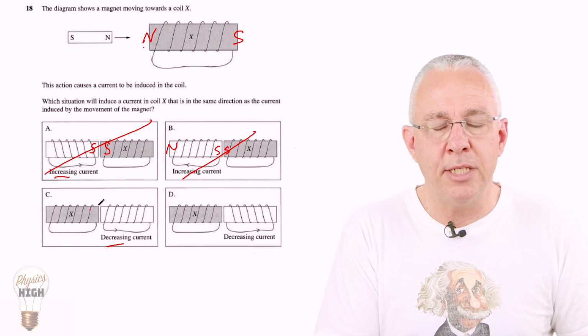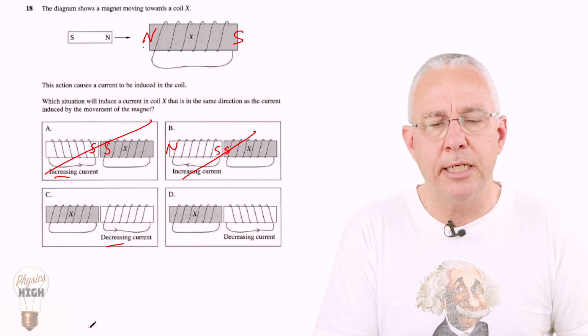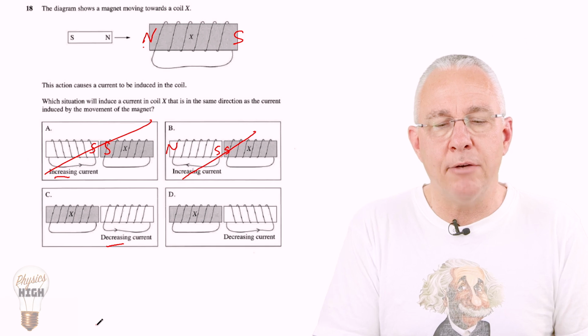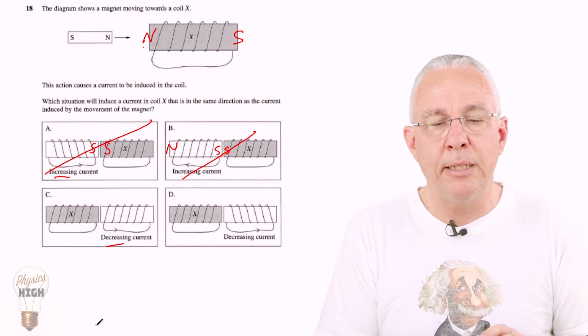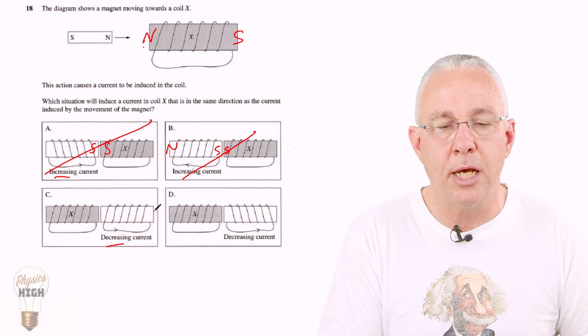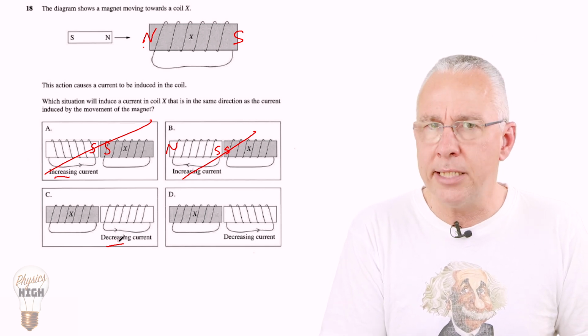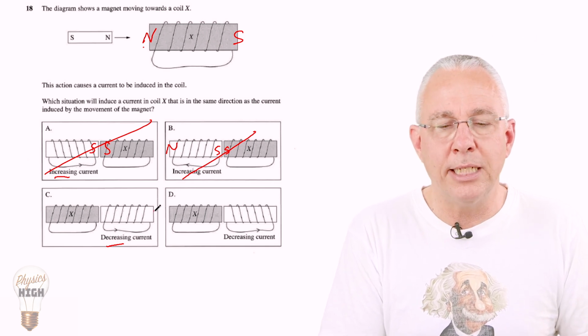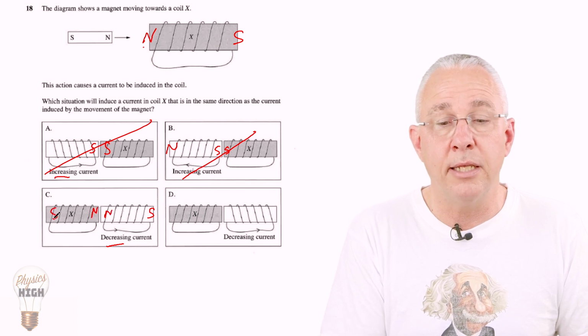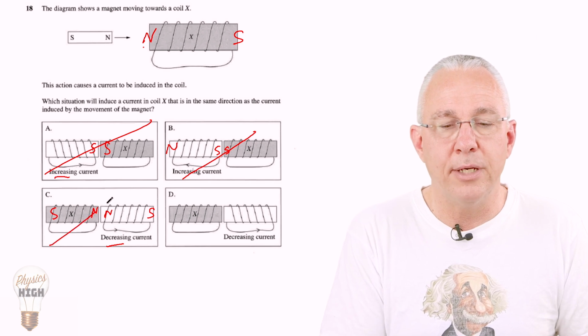C. Now we've got this flipped over, but it says now decreasing. So if we use our right-hand grip rule, you would probably point your north on this side and your south on this side. But this is decreasing. So that means I'm going to get a south here and a north over here. That means a north here, a south here, and we don't want that, and therefore it's incorrect.